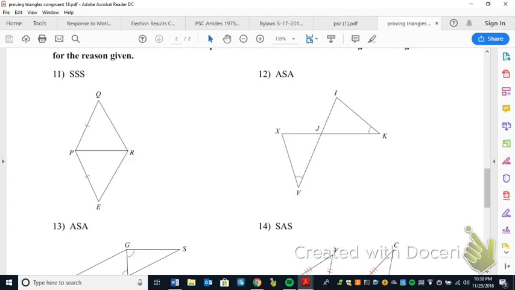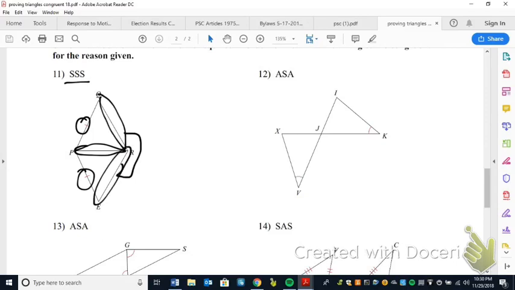Number 11, we have a common side right there, PR, and we have the marked sides right here, PQ and PE. So we're looking for side, side, side, which means we need that third side, and that's going to be QR and ER. So the additional information that we need in order to prove this is that QR is congruent to ER. And that's the piece of information missing that allows us to say that these two triangles are congruent by side, side, side.